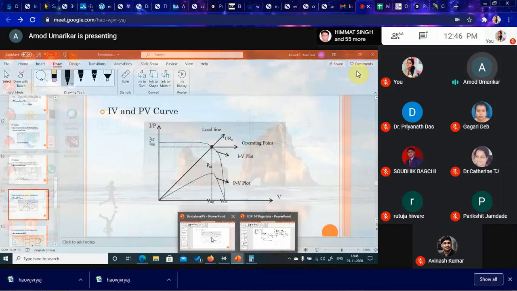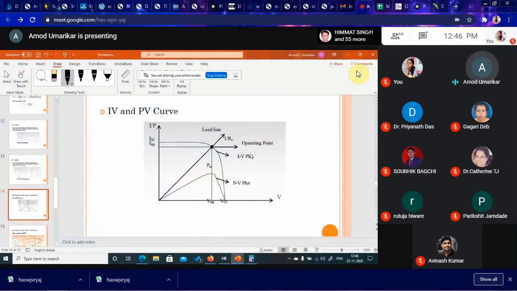So when this resistance is moved from low to high or high to low, one point comes where the product of V and I is maximum. When you plot this, you get the maximum power here, before and after which the power is lower. It gets lower again. So this point is maximum, and that point is called the maximum power point. Okay, is it clear?